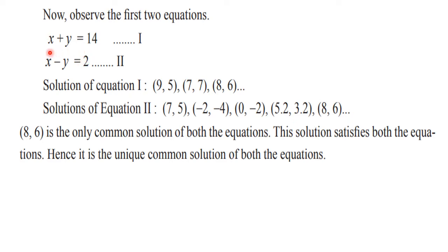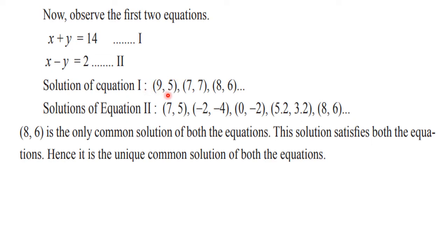The first equation is saying that the sum of two numbers is 14. So the equation is framed: x plus y is equal to 14. Now one more equation is given to you, that is x minus y is equal to 2. Now here we can write down the solutions for equation 1 as (9, 5). This is the value of x, this is the value of y.